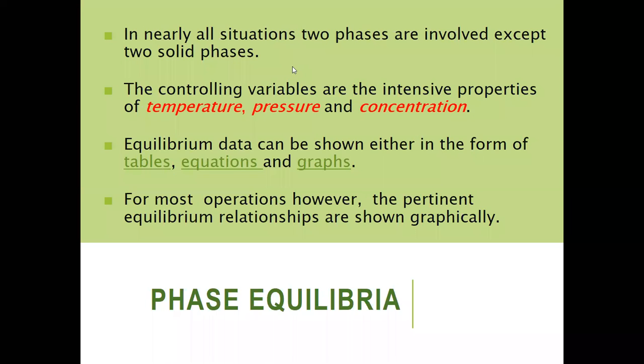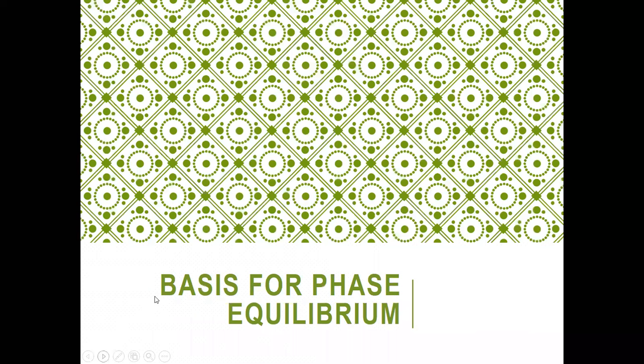And in gas absorption, as one of the many mass transfer processes that we will discuss, equilibrium data can be shown either in the form of tables, equations, and graphs. For most operations, however, the pertinent equilibrium relationships are shown graphically. So either the relationship is shown via tables or equations and even graphs. Now, let's go to the basis of phase equilibrium.